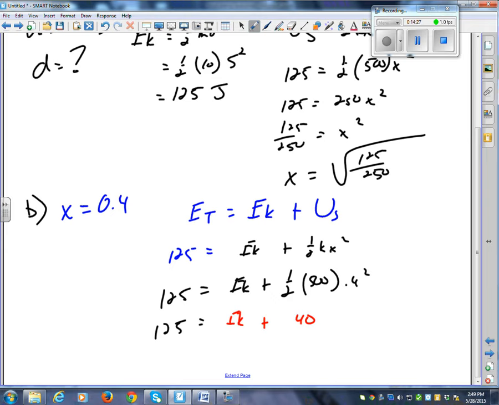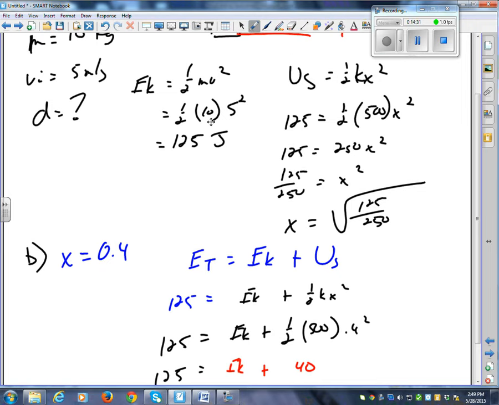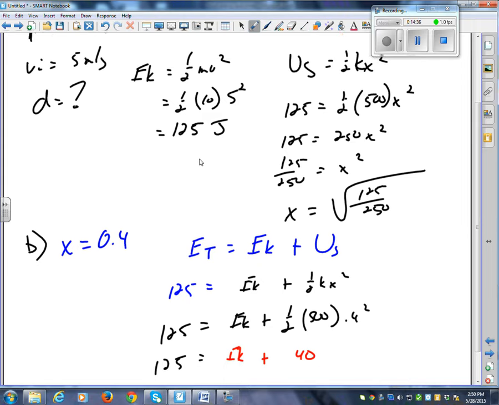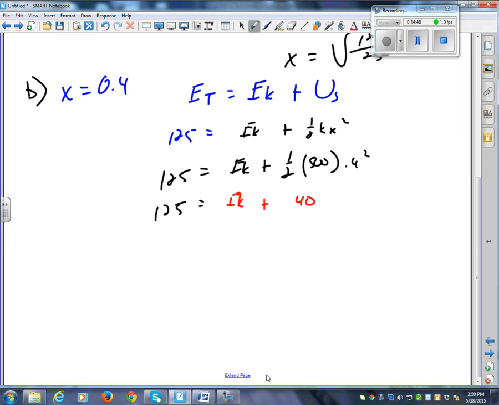So I've got an object. It weighs 10 kilograms. It's moving at 5 meters per second. It has 125 joules of kinetic energy. Upon encountering the spring, it starts to compress it. When the spring is compressed 0.4 meters, the spring absorbs 40 joules of energy, meaning that how much kinetic is left over? 125 minus 40, right? Giving us a kinetic energy of 85 joules.